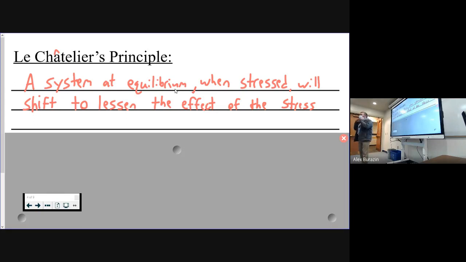You talked about this last year. You did a bunch of worksheets on this last year, I think. So equilibrium has been reached. Now let's stress that system and see what it does. And by stress, I'm talking about chemical changes, changes in concentration or molarity, temperature changes, pressure changes, okay? Different ways of just messing with the system.